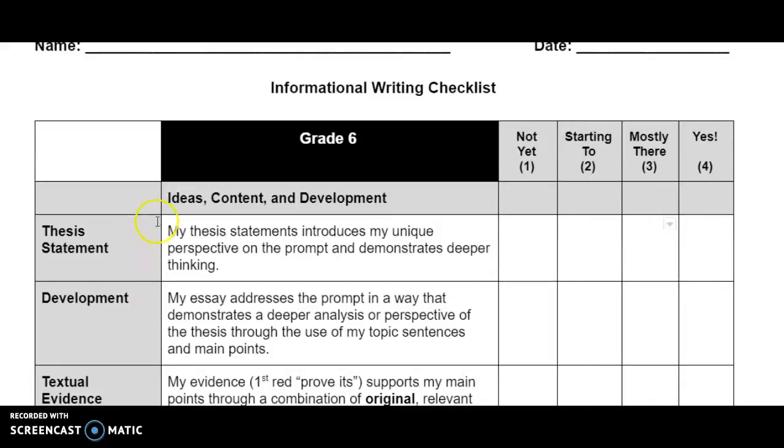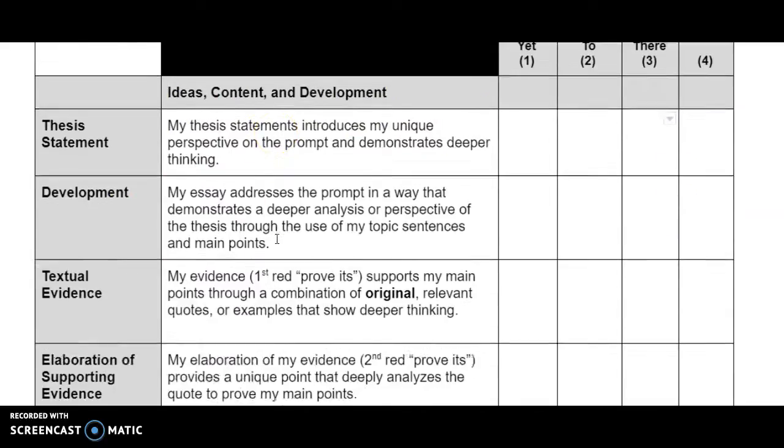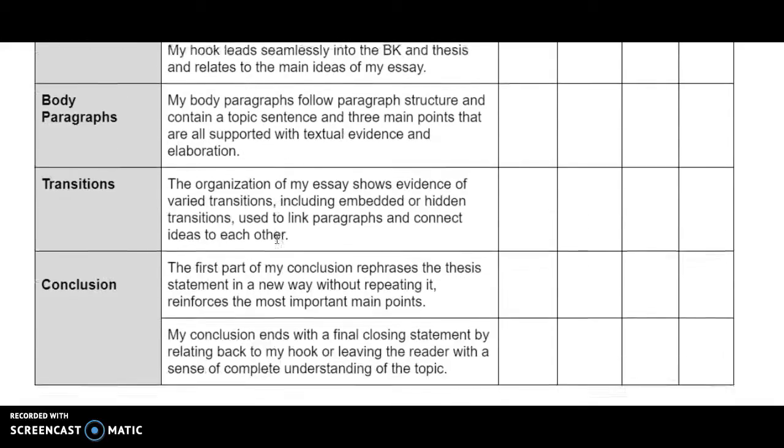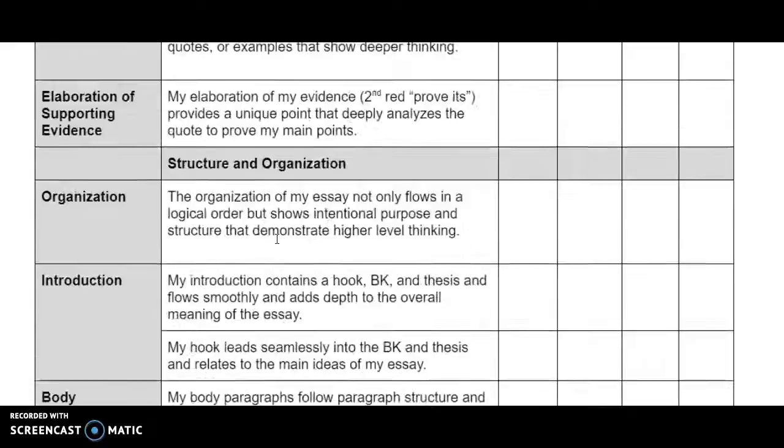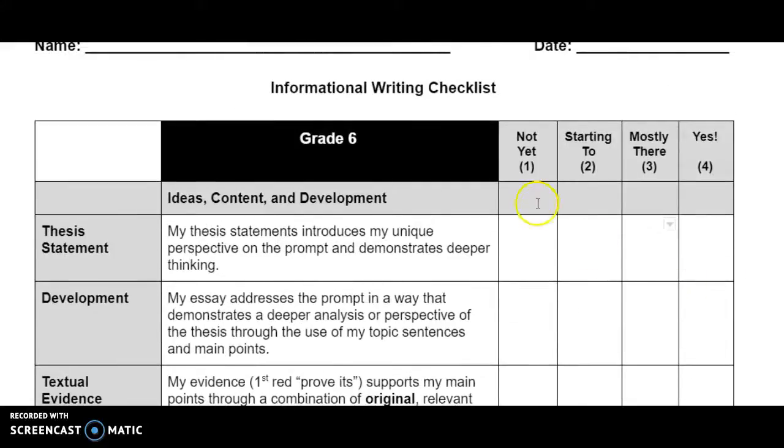I noticed first that it's divided into different areas, just like my rubric, but in this case, it's a checklist, not a rubric. So again, it's formative. But when I go down, I can see that there's all sorts of different things that I'm going to be looking for and very specific items that it's going to help me get to. My categories are not yet, starting to, mostly there, and yes, these are the categories that I get to pick as I go through my own essay and say, where am I as a writer, all right?